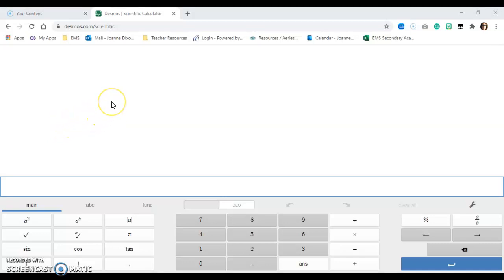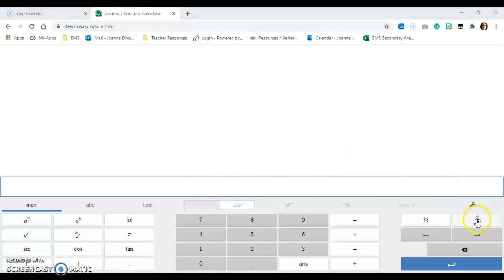All right. I told you you could use a calculator when you're at home. Here's one to use on your desktop. You want to type in desmos.com/scientific, and this is going to pop up. The first thing I want to show you is how to put in a fraction.